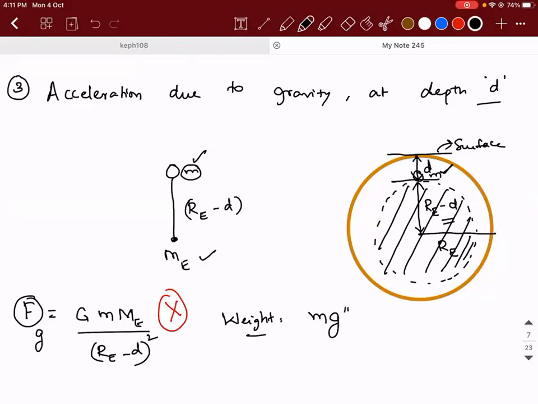So you're writing ME at this point, right? It is not the total mass of the earth that is contributing. Rather, I will call it ME dash, where only the shaded portion of the mass of the earth is contributing to pull the smaller mass towards its center. Guys, this is an important point that we need to understand. Am I clear with this?